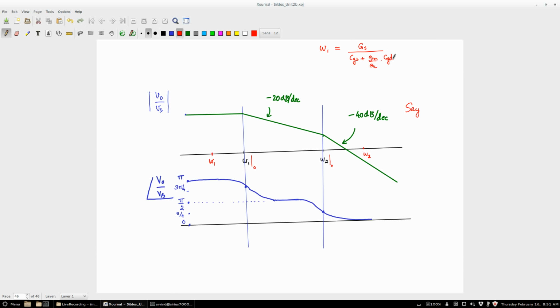Okay. So yeah, it's not very straightforward, but what was your expression for omega 1? Like this one, you should write this from just memory now. Okay, we have done it so many times. So Gm divided by CGS plus GM by GL times CGD. Correct?